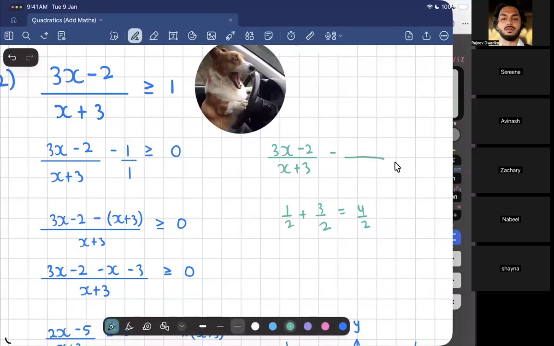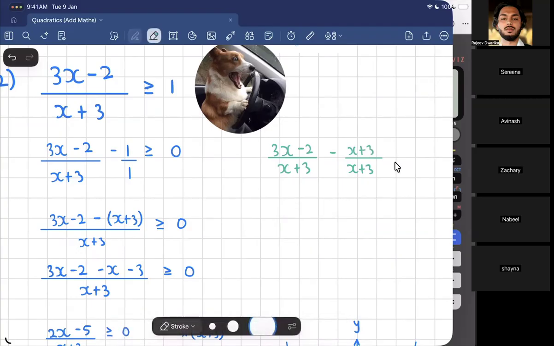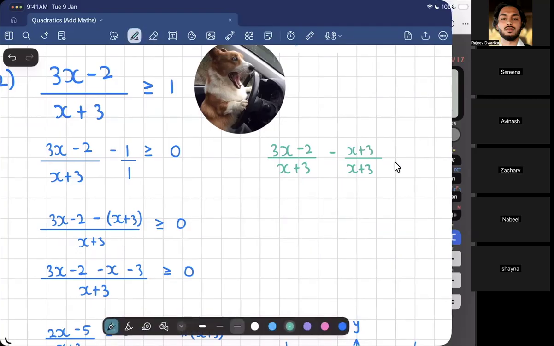What's another way I could write 1 using x plus 3 as the denominator? X plus 3 over x plus 3 is 1. Do they have the same denominators now? Yeah, so now you can say 3x minus 2, and then you're minusing everything on top, so that'll be minus x minus 3, over x plus 3. Shouldn't have a problem from there. So that's an alternative way you could think about it. This is technically LCM, but a different way to look at it.